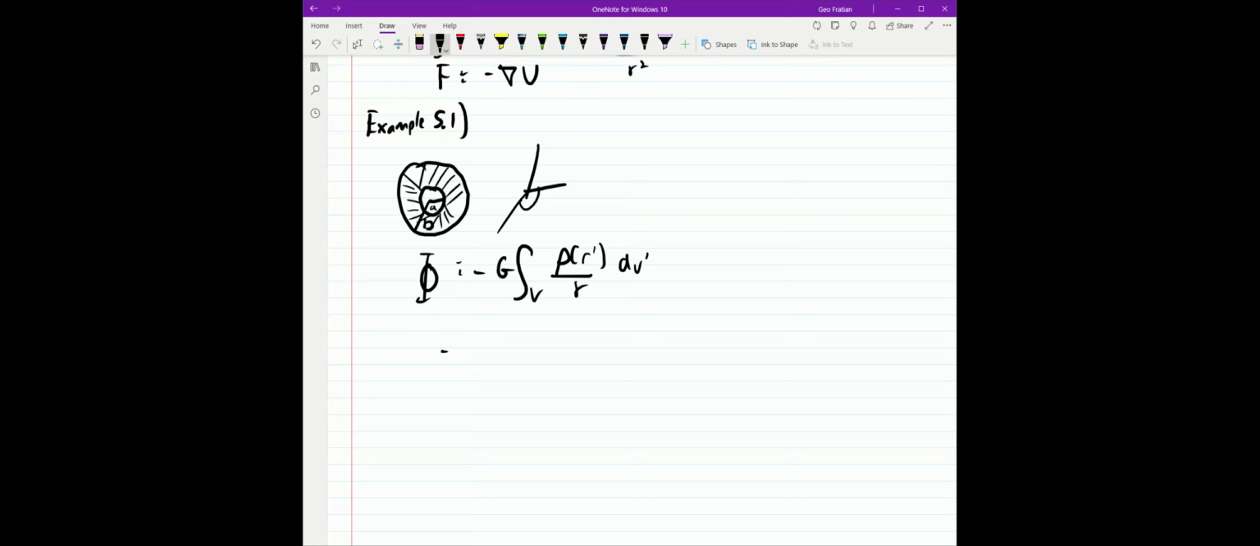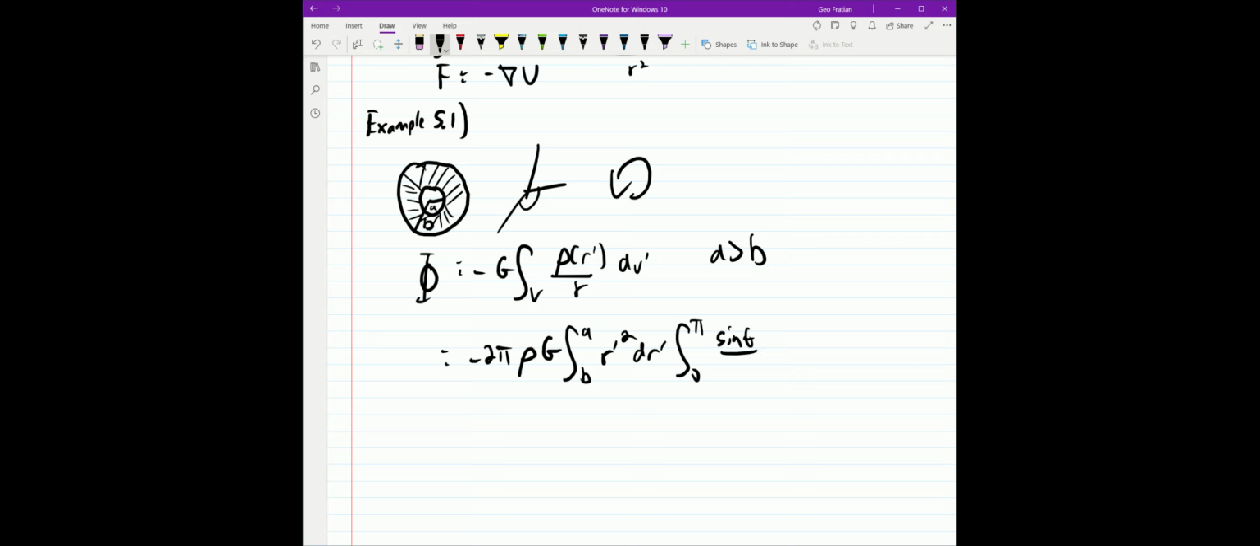We do the phi integral. The phi integral is trivial, because since it's spherical, you immediately integrate and you get 2 pi. So now we have negative 2 pi. The density comes out because it's a constant. G is still a constant there. And now we have the volume integral. For the r integral, we have from b to a, because a is greater than b, of r prime squared dr prime. And then we have the integral from 0 to pi of sine theta over r d theta.